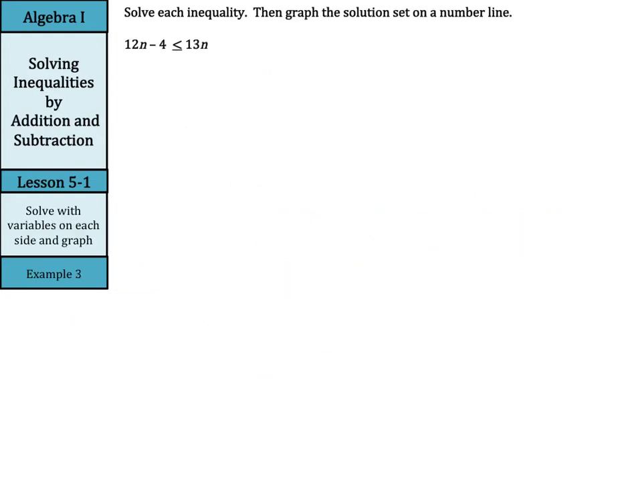Now, what if we solve this inequality and then graph the solution set on a number line? We have 12n minus 4 is less than or equal to 13n. Well, we need to move all of our variables over to one side. We have a 12n with a minus 4 on the left side and the 13n on the right. Well, this 13n is alone right now, so we might as well move this 12n over there. Right now it's a positive 12n, so we can move that by subtracting 12n from both sides.